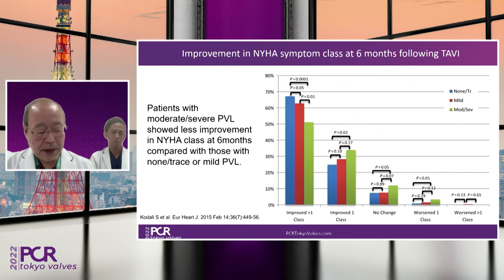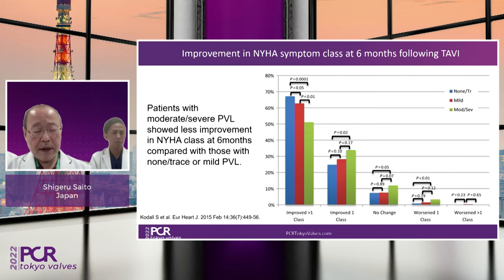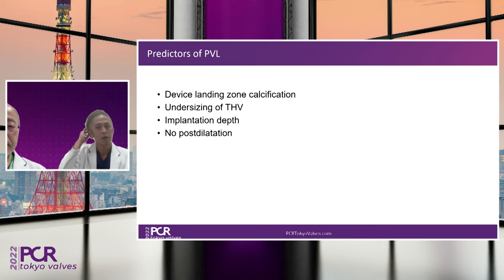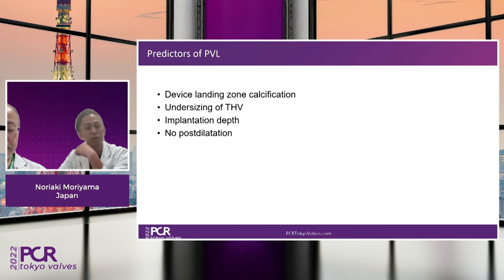Okay, Anthony, thank you. So, Noriaki, in which patients does the paravalvular leak have a big impact on outcomes? Next slide, please. Firstly, I introduce the predictors of PVL recently reported. As you know, the device landing zone classification, the sizing, THV implantation depth, and annular dilatation are significant predictors of PVL after TAVI, and also who is at risk of heart failure due to PVL.